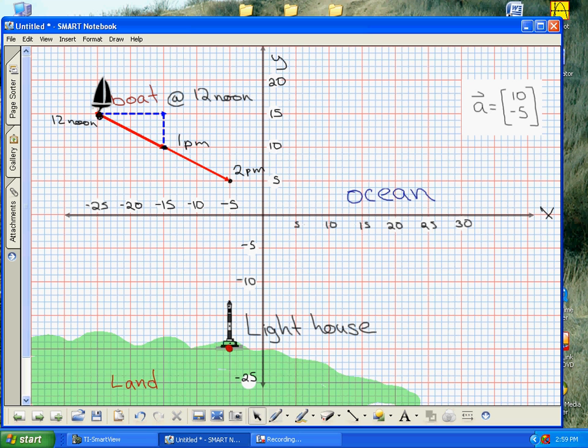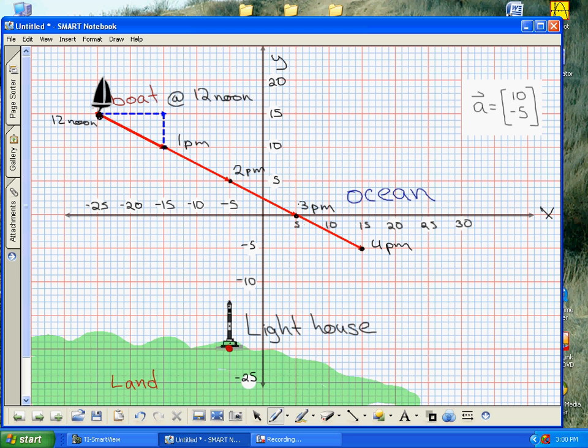An hour later, I am still traveling this speed. I am still traveling in this direction. So in another hour, or 3 p.m., I am right here at this point. In another hour, I'm just going to do a couple more. I travel the length of this, which is the speed, in the same direction. So at 4 p.m., the boat will be right here.